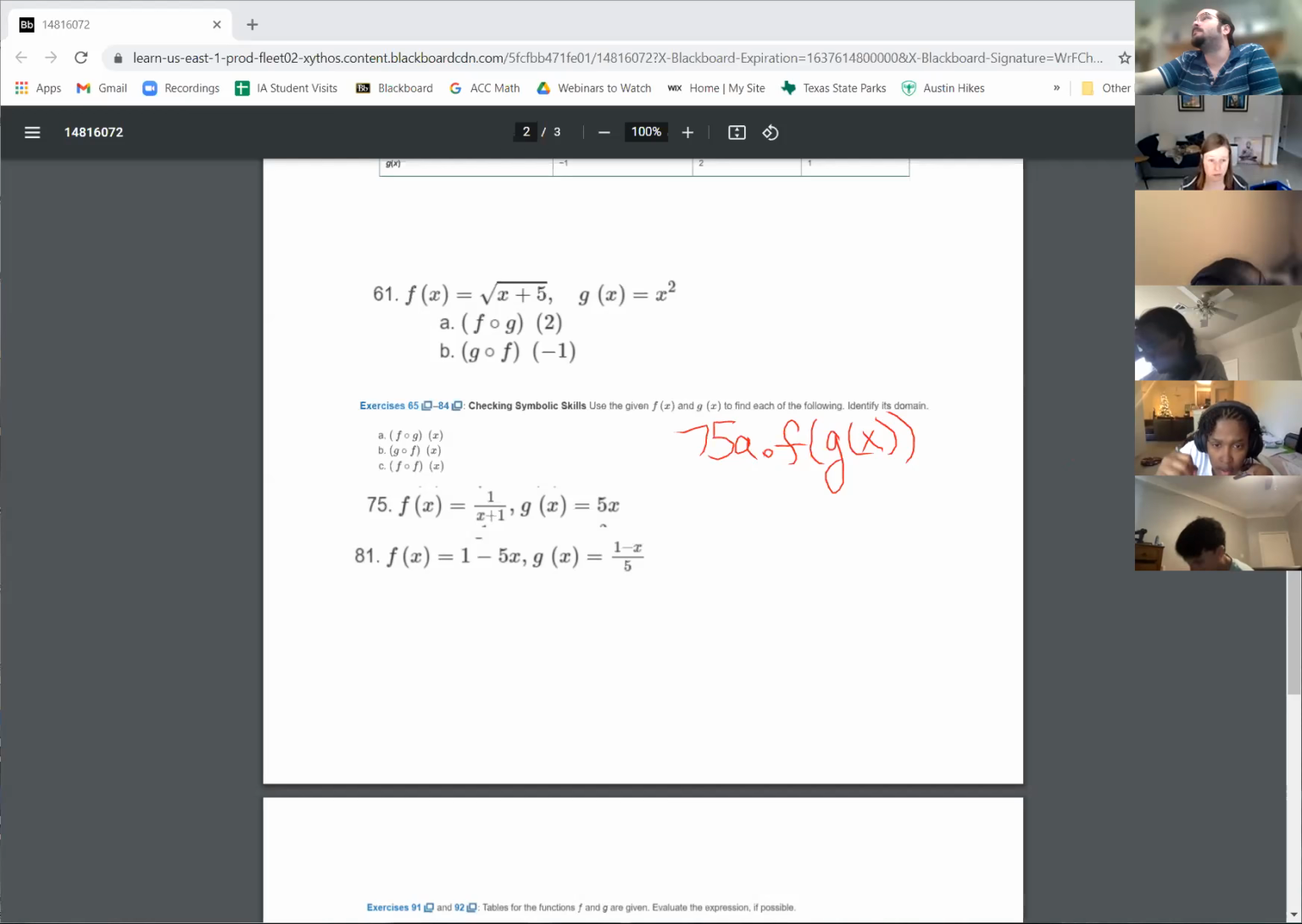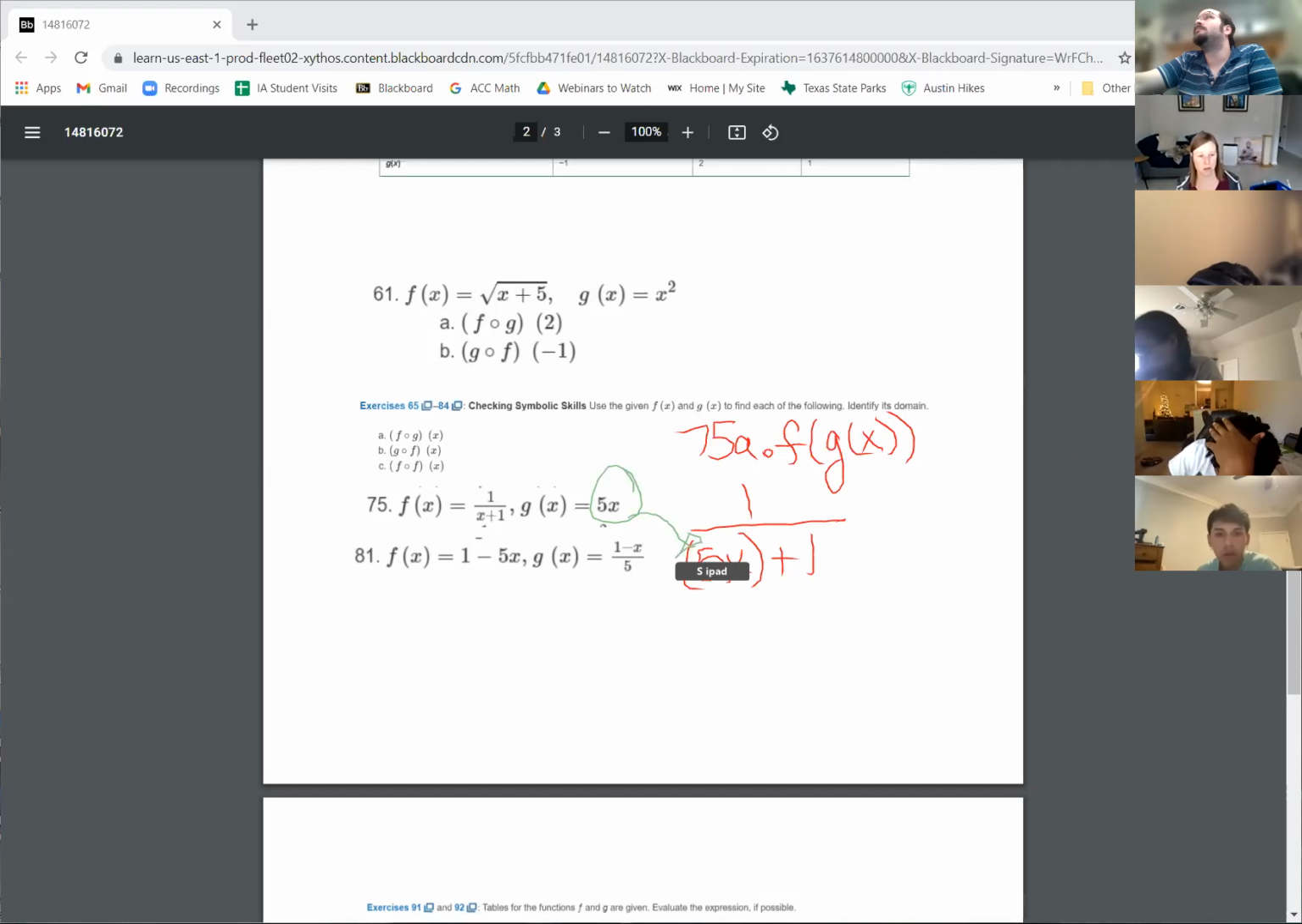I have G inside of F. So I'm going to take F, that's 1 over X plus 1. And wherever my X is, I'm going to put G there because G is in F. So this is going to be a 5X that gets plugged in here. So this is G and it's getting put into F. Just like the notation says, the F is on the outside and the G is inside. So G is going into F.